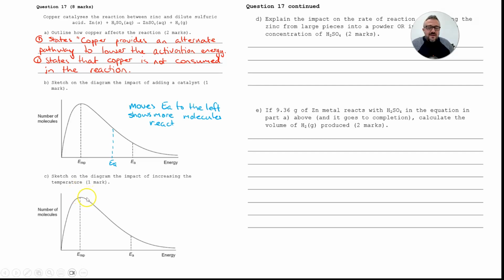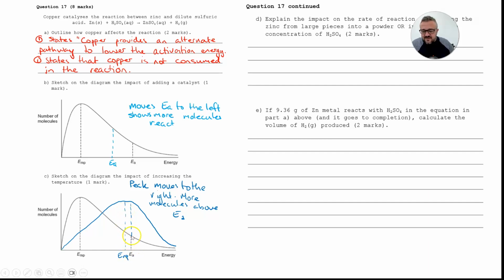Sketch on the diagram the impact of increasing the temperature. The peak here is what's going to move. It's going to move to the right, and this will also move more molecules above the activation energy. But what it's saying is that the average energy of the molecular particles should be around here. Majority of particles should be about there. Almost nailed it. And so there's that, right? So there's our activation energy. I've just extended that further up so it's clear. And we can see that we have a bigger proportion of our molecules are reacting over here.